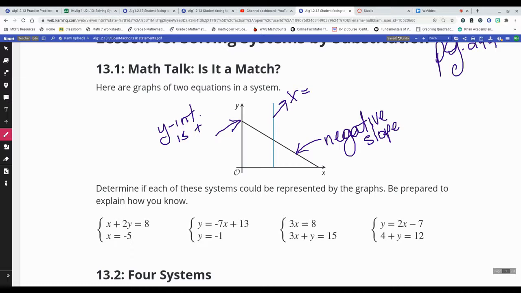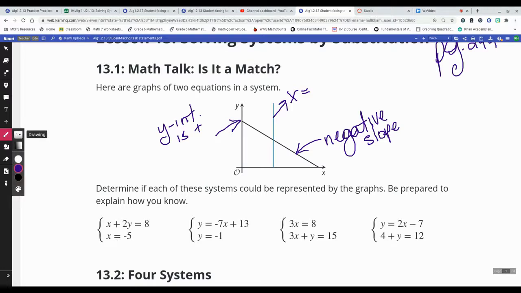All right, so in order for these equations to be represented by the graphs, both of them would have to be possibilities, right? Not just one. So when I look at the first one, x plus 2y equals 8, right? It's not in the form y equals mx plus b. There's something for me to unpack. So I'm just going to go to the second one and see if I can figure that one out, since that looks a little easier.